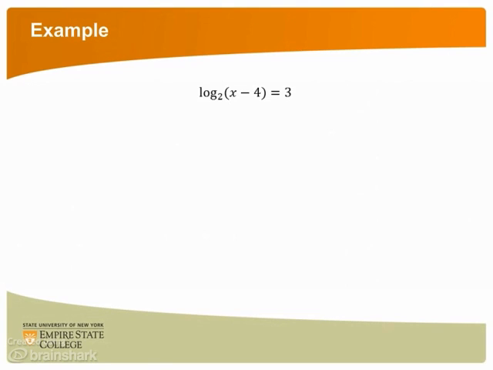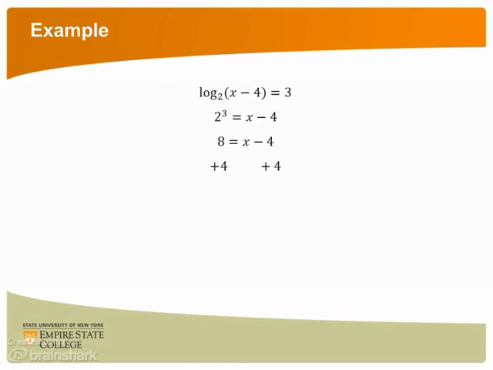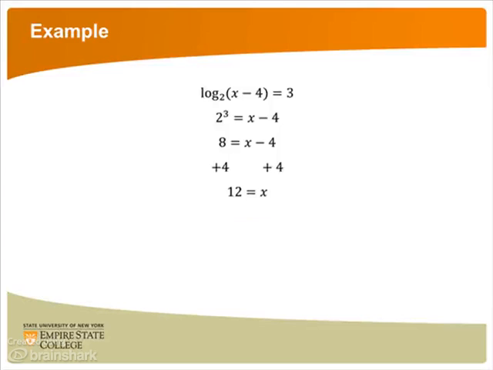Suppose we have the logarithmic equation log base 2 of x minus 4 equals 3. We are already in the correct format, so we can transform the logarithm into its equivalent exponential form. The problem becomes 2 raised to the third power equals x minus 4. We can simplify the exponent, as 2 to the third power is 8. We want to get the x all by itself. To eliminate the minus 4, we will add 4 to both sides of the equation. This leaves us with our answer, x equals 12.